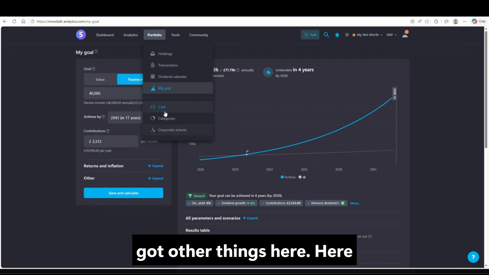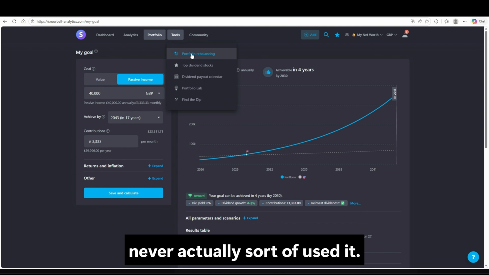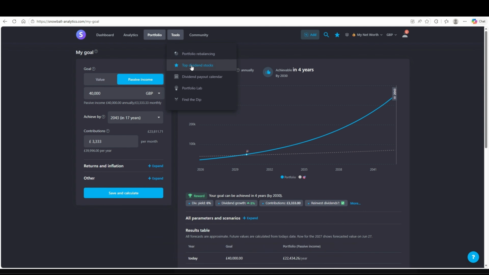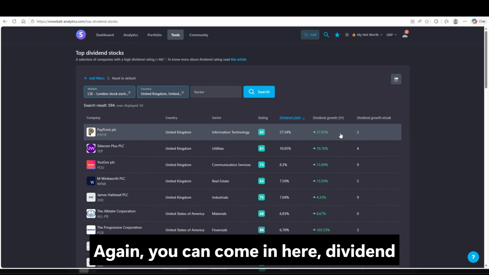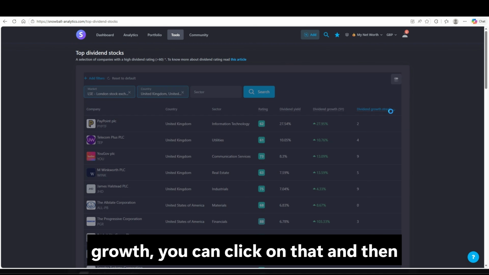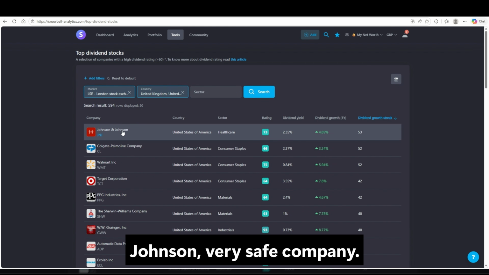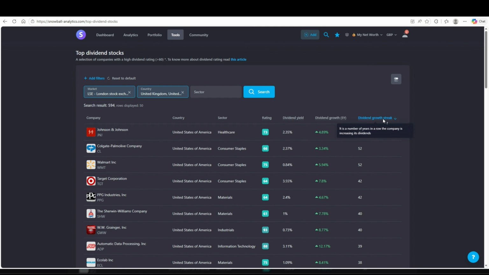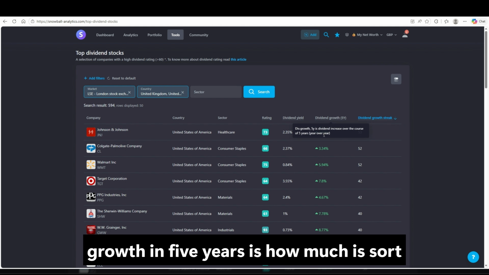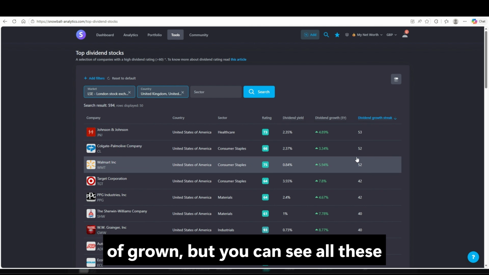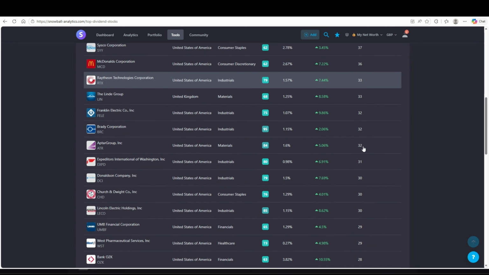And then you've got other things here. Here you can put portfolio rebalance. I've never actually used it. Top dividend stocks. This is quite good. Again, you can come in here, dividend growth. You can click on that, and then what you can do, for example, Johnson and Johnson, very safe company. This is your dividend yield, and dividend growth in 5 years is how much it has grown. But you can see all these different companies. Some of the kings, some of the aristocrats.